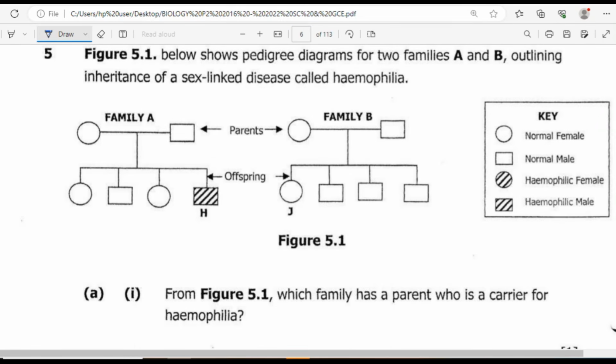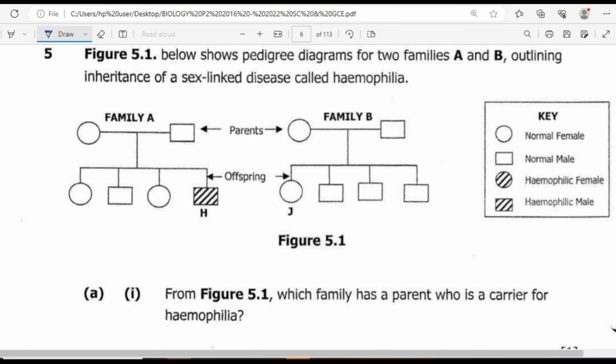Now we look at question 5. Figure 5.1 below shows pedigree diagrams for two families A and B, outlining inheritance of a sex-linked disease called hemophilia. So we have family A and family B. From family A, we can see that there was a son who was hemophiliac. Then in family B, we don't have a child who is hemophiliac.